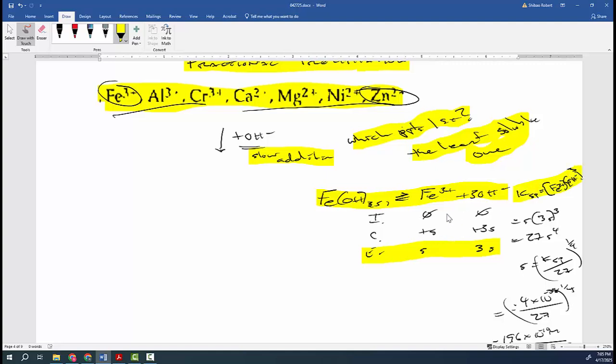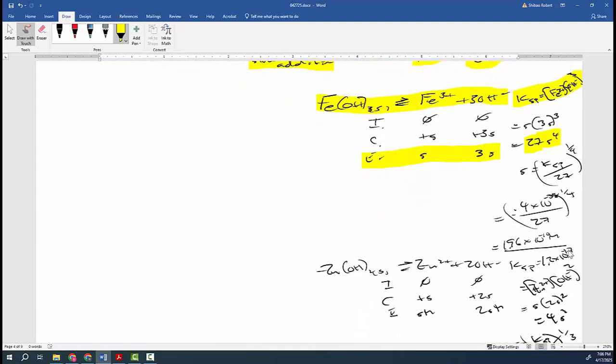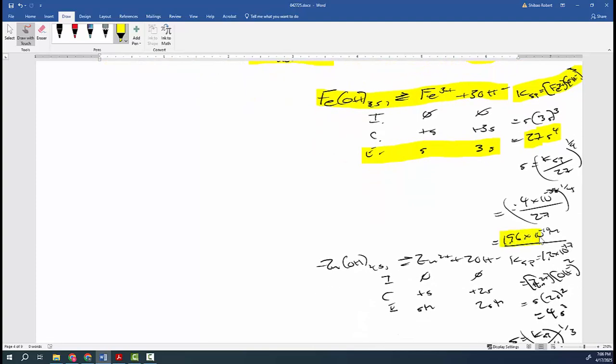And so I set up the ICE table, assuming nothing's dissolved, and then we're going to get plus S iron, plus 3S hydroxide. And then this is S here. 3S for the hydroxide means it's 3S quantity cubed. 3 cubed is 27. And then S is going to be to the 4th, 27S to the 4th. So that means the solubility is equal to the KSP divided by 27, and we'll take the 4th root of that, which gives us a solubility of 1.96 times 10 to the minus 10 molar.